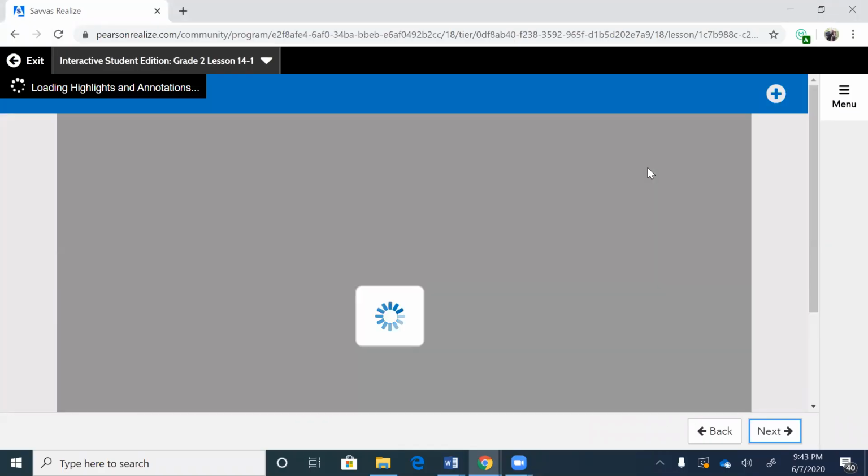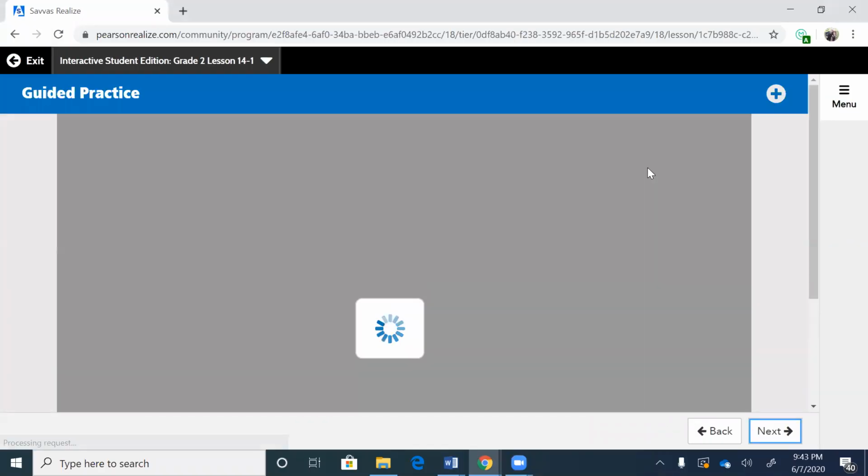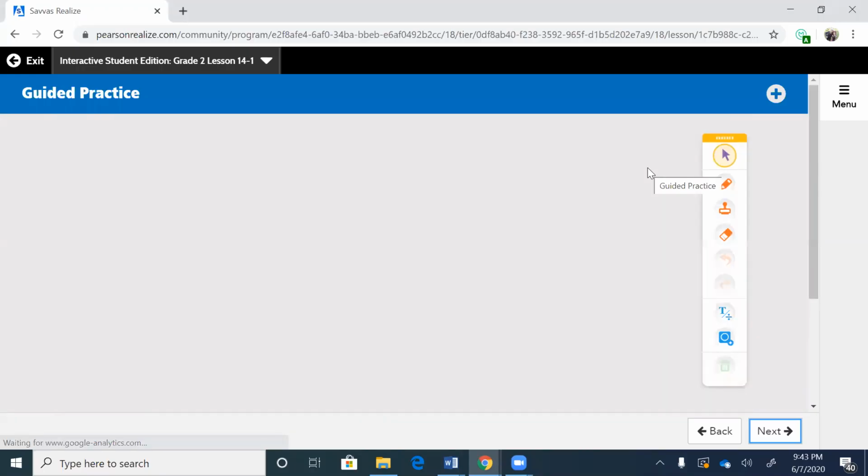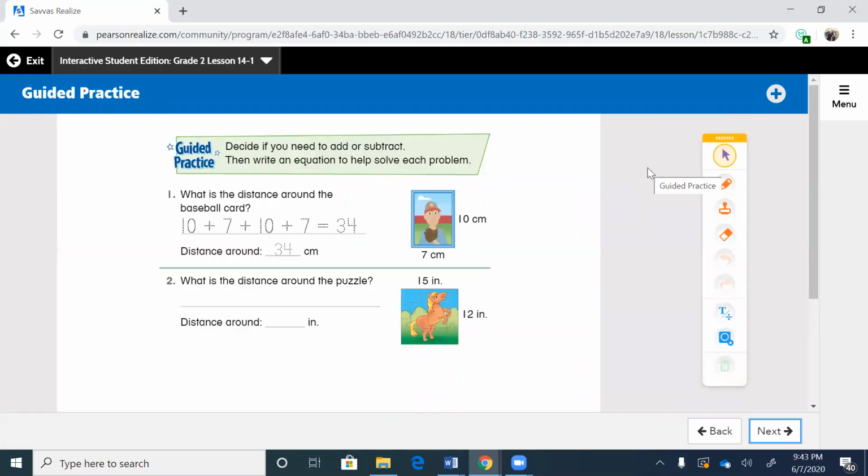All right, now let's get to practicing, and we're just going to go straight to guided practice. All right, so it says decide if you need to add or subtract, and then write an equation to help solve each problem. Now look, the first one is done for us, but we're going to talk about it.